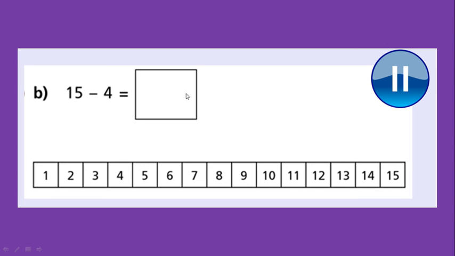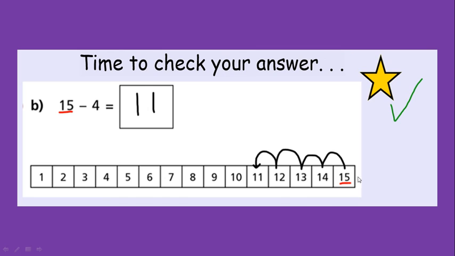Now remember, we are doing jumps back on our number track or on our number line. So we need to start at 15 and we need to take away 4. Pause that video, work it out, and we will check on the next slide. So 15, we've got to take away 4, take away 1, take away 2, take away 3, take away 4, and we've landed on 11. So the answer is 11. Well done if you got that right.